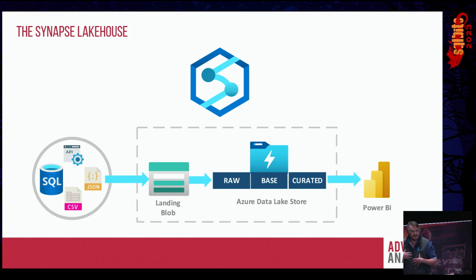Raw-based curated, that's what we tend to call it. You might see it called bronze, silver, gold. You might see it called 1, 2, 3. I don't care what you call the layers of your lake, as long as your users understand why you call it that and what it means.